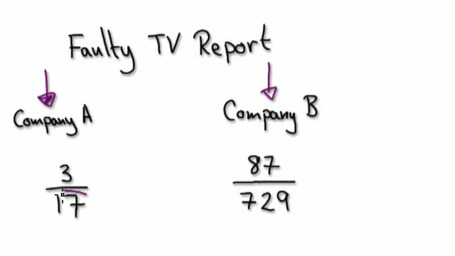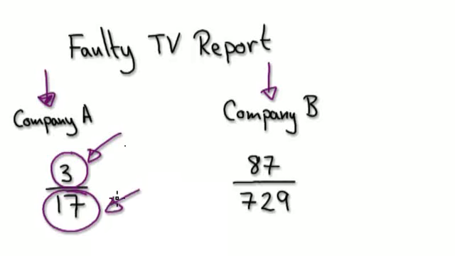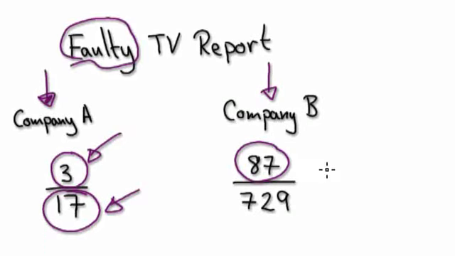So for every 17 TVs that they sell, three are faulty. There's something wrong with three TVs out of the 17 TVs. Over on company B, remember this is faulty. So now we are looking at faulty TVs. So company B, 87 faulty TVs out of this many TVs.